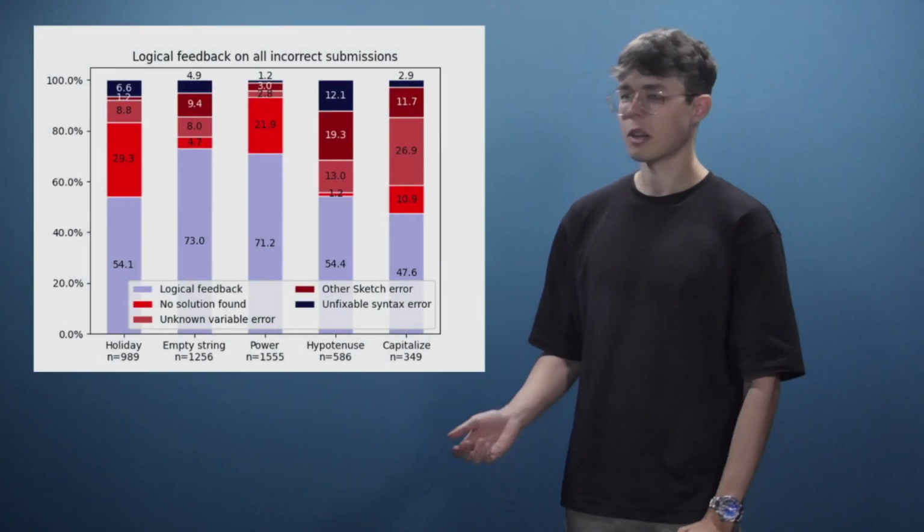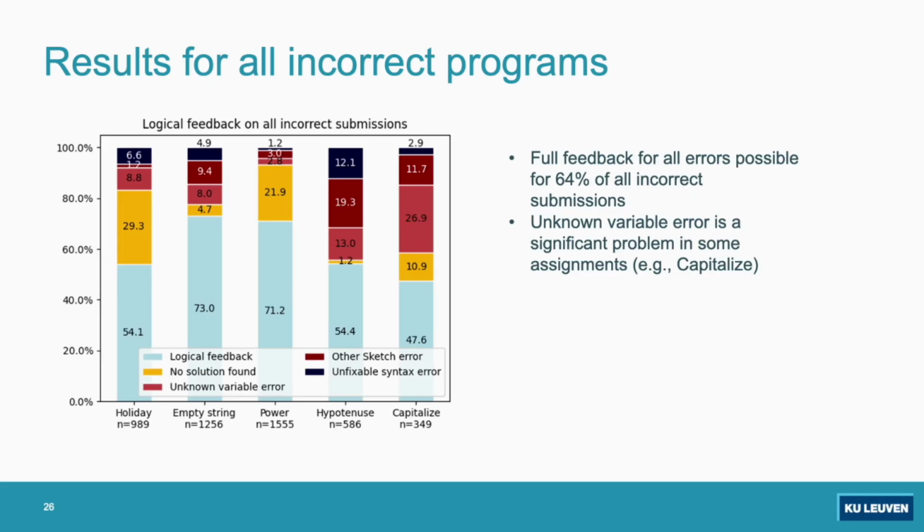Let's now have a look at all incorrect programs with and without syntax errors. When we include results for all incorrect programs, we are able to give full feedback for 64% of all incorrect submissions. So syntax and logical feedback for programs with both errors, and logical feedback for programs with only logical errors. This is a set of 4,735 submissions.